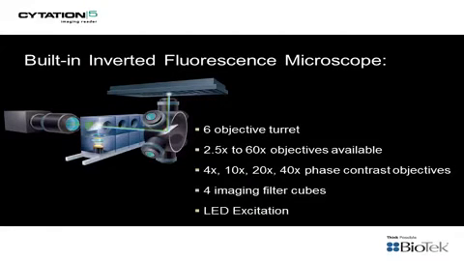Here you see a more detailed view of the inverted fluorescence microscopy system. Up to 6 separate objectives can be placed into the instrument at a time, ranging from 1.25 to 60x. Separate phase objectives can also be included should phase contrast imaging be necessary. Imaging filter cubes are then used to provide excitation and ensure correct wavelength selection.